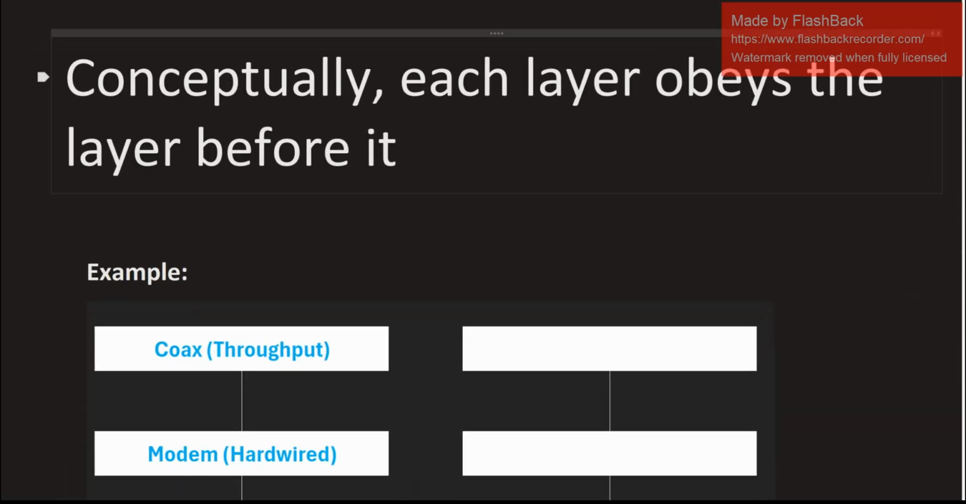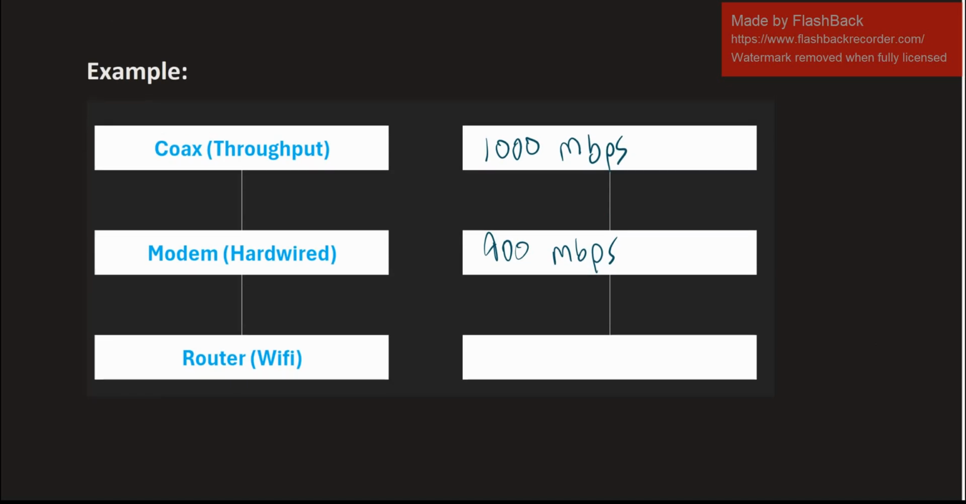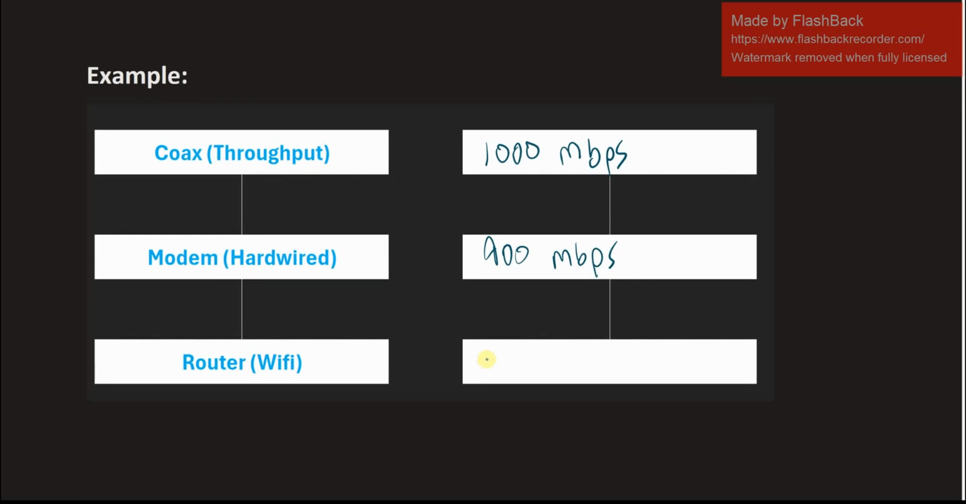And here's an example of what I mean by that. Let's say we check our throughput, and we're getting 1,000 megabytes at the tap, which is a gig. And then we go to check our hardwired speed or our modem. That may be a little bit less. Let's just say that's going to be 900 megabytes per second. And let's say we go to check our Wi-Fi, and we're getting 600 megabytes per second.